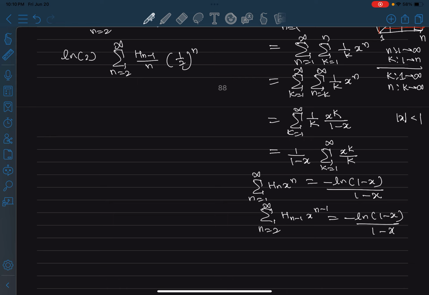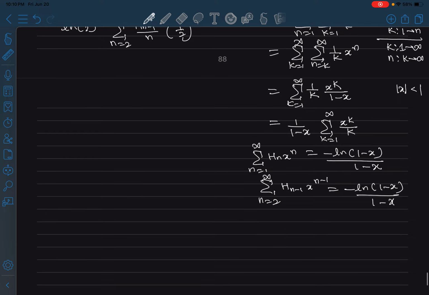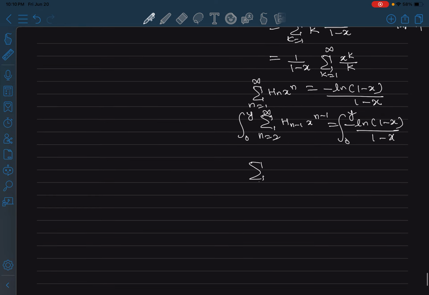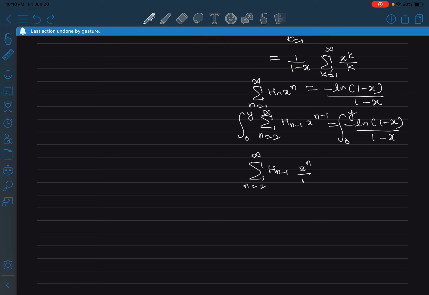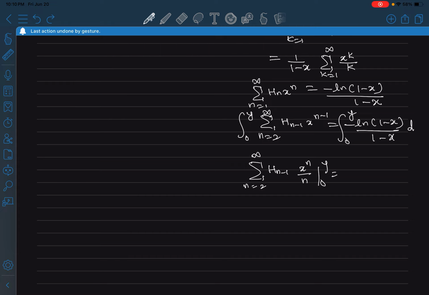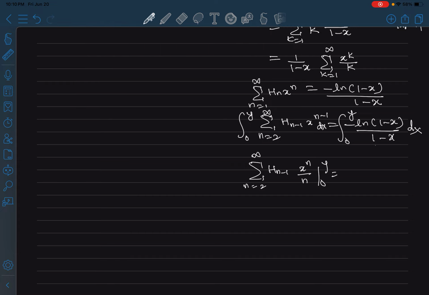Now, that's not really what we want. We want the generating function with n also in the denominator. So what I'm going to do is integrate both sides from 0 to y. If I integrate, I will have that n in the denominator. We will have the sum of H_(n-1), and then x to the power n by n, from 0 to y. Similarly, over here there should be dx. If I let u be ln of 1 minus x, then minus 1 by 1 minus x dx will be du. So that's u squared by 2, so that's ln squared of 1 minus x by 2, from 0 to y.